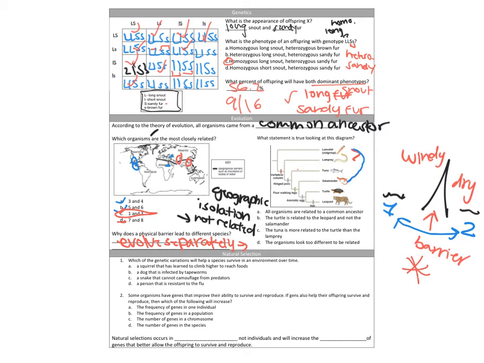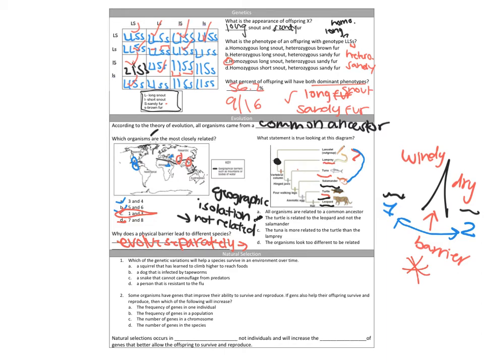So, all organisms are related to a common ancestor. Well, we know that. I'm going to go ahead and put a big black dot on where the common ancestor is in this tree. So letter A looks good. The turtle is related to the leopard and not the salamander. Well, let's see. The turtle is right here. The turtle and the leopard are closely related. So the turtle is more related to the leopard than the salamander. But they are all still related. We know that. So we can't say they're not at all. The tuna, let me do tuna in red. So the tuna is more related to the turtle than the lamprey.